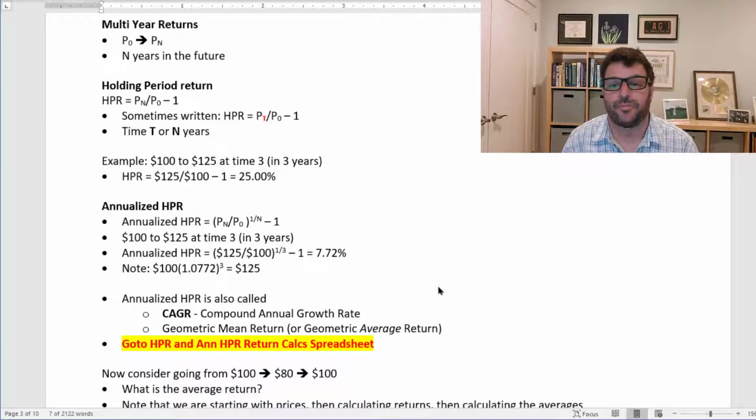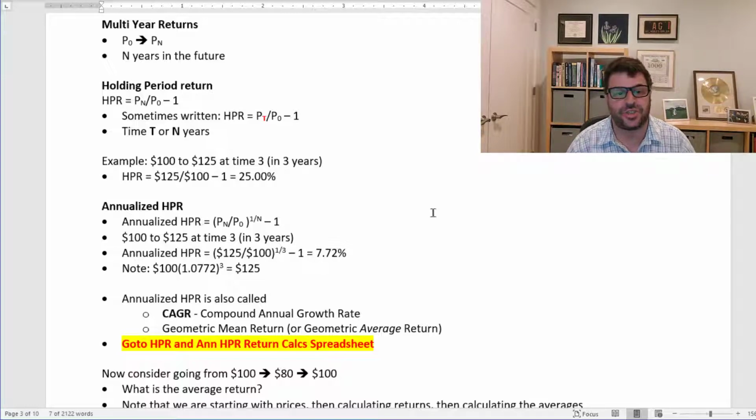Okay, so now let's go to multi-year returns. Instead of talking about within 1 year, let's talk about something that happens n years in the future. For example, what if I go from $100 to $125? Well, if this happens in a year, that's 25%. But what if it happens over a 3-year period? How do I communicate how much I earned going from $100 to $125 over 3 years?